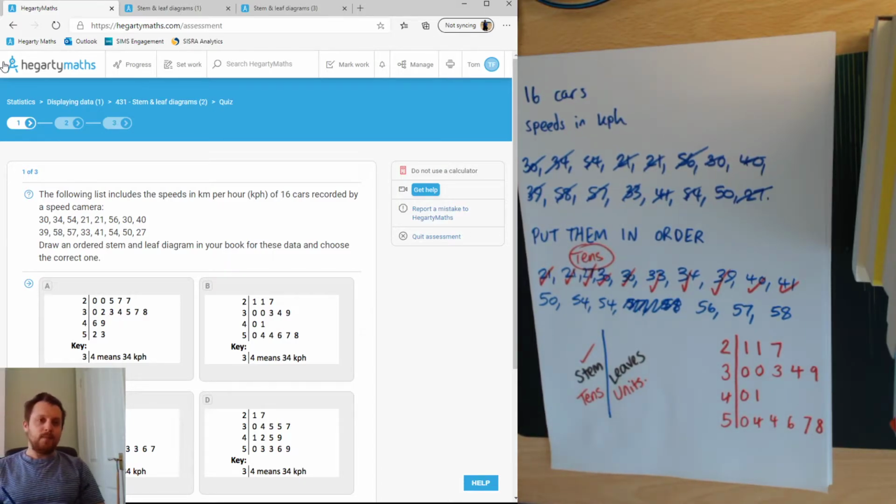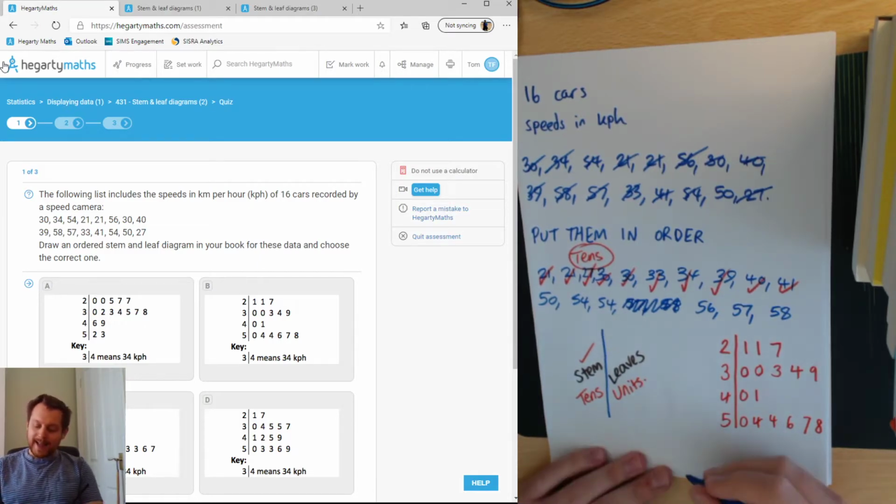There is one thing missing that I wouldn't get full marks if I left it like this. It needs a key.